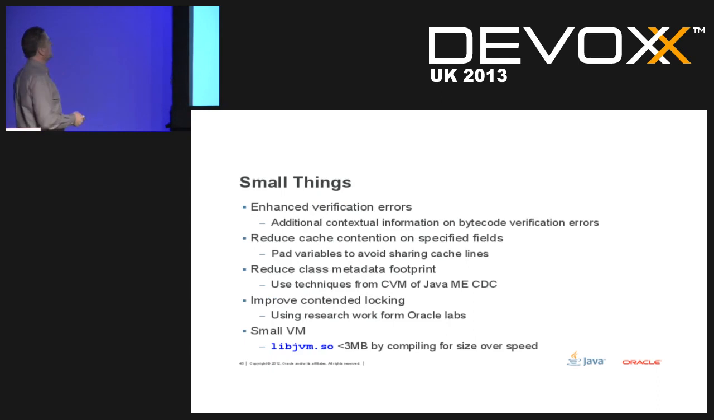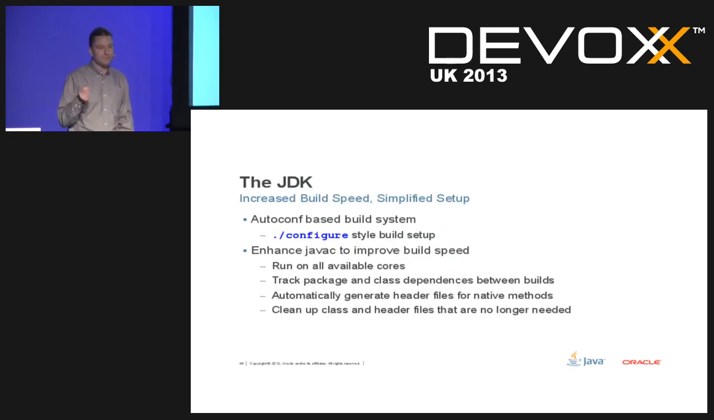Some small things: enhanced verification errors, so the bytecode verifier will give you better messages; reduced cache contention on specified fields by padding things so they don't use the same cache line; reduced class metadata footprint, so we're using some of the Java ME side of things and what we did in the JVM there; and also contended locking, some of the work that Oracle Labs have done to improve that; and also creating a small JVM. This comes back to the compact profiles thing. We want a JVM, libjvm.so, which is less than 3 megabytes in size. And I've got 2 slides left, so I'm going to finish.